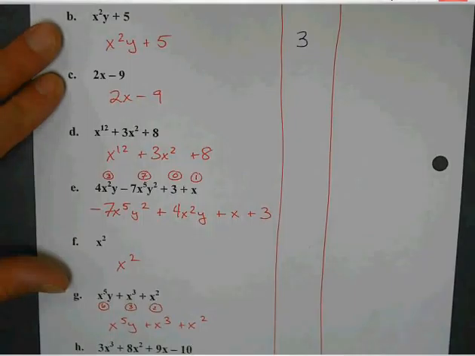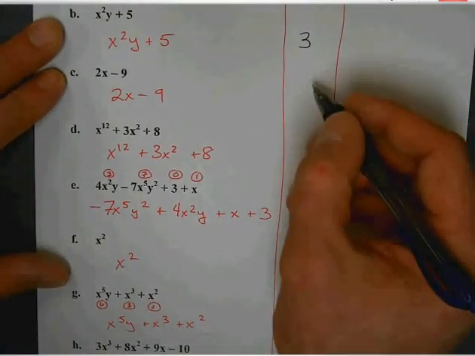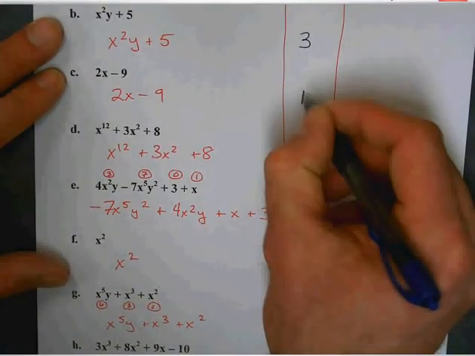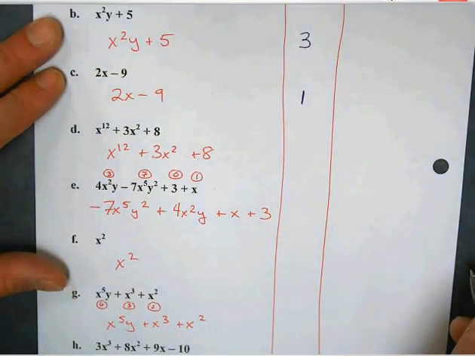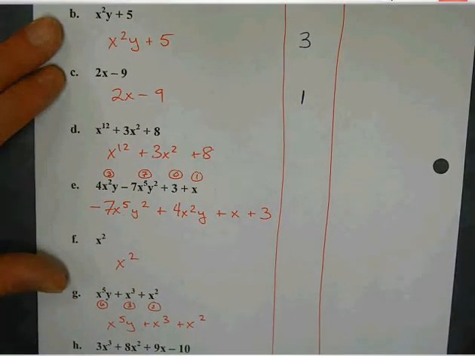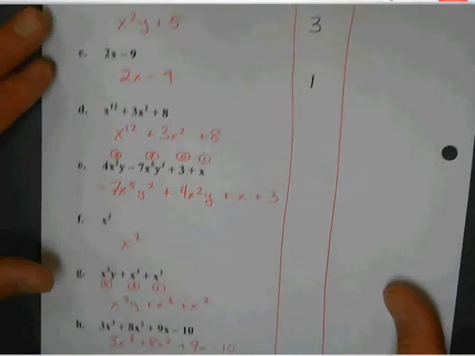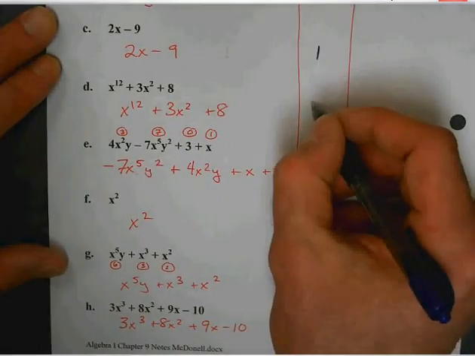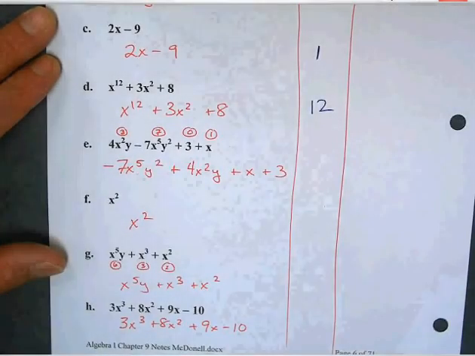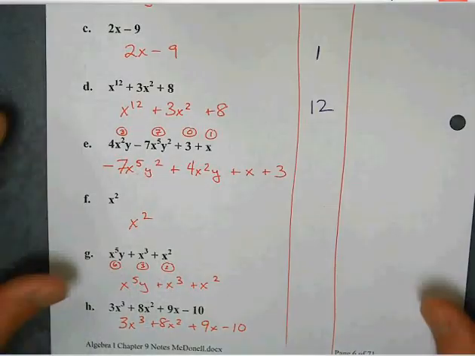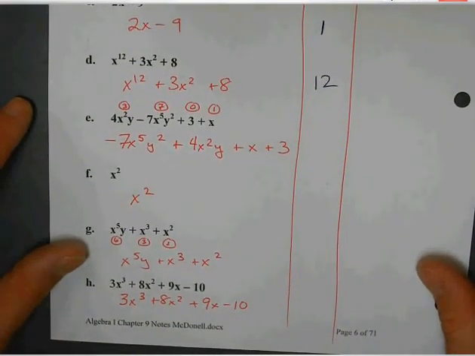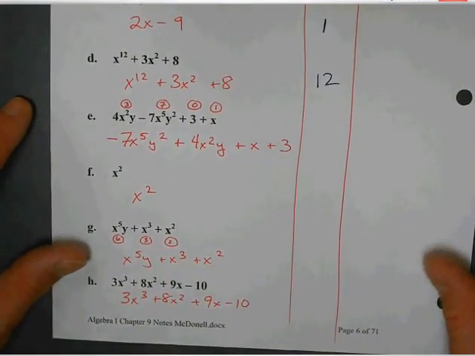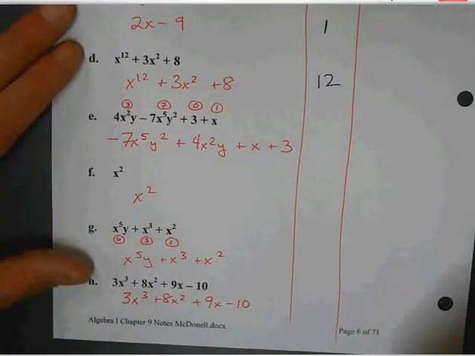How many variables are there? Abby? Okay. Why? Yeah, there's just one x. Good. D. Someone else. Drew? 12. Very good. 12. E. Going down to E. What's my degree, Luke? 7.